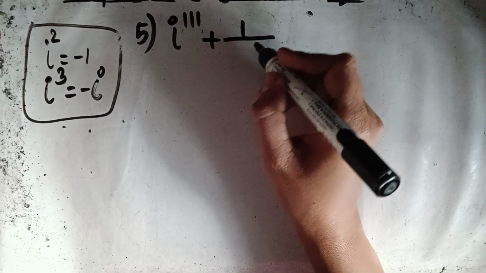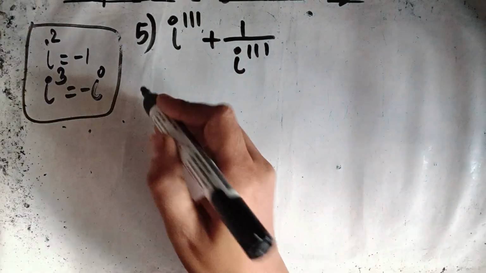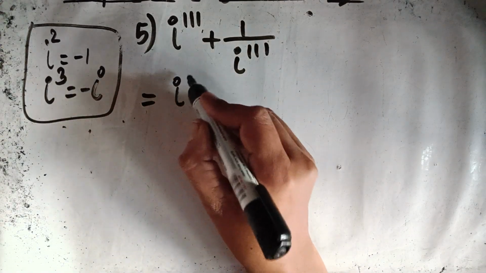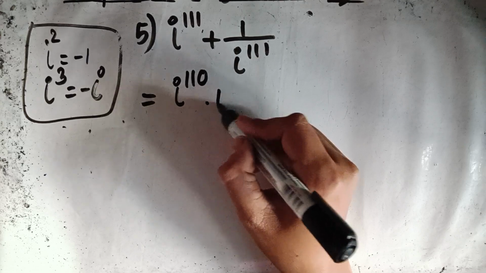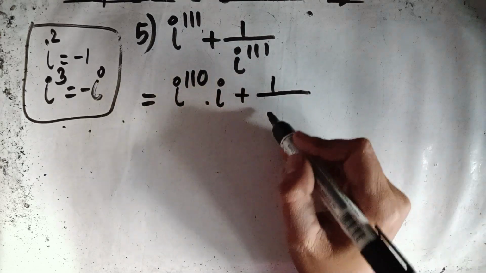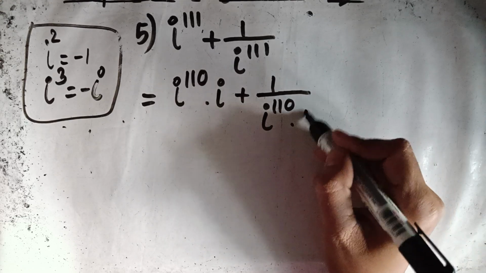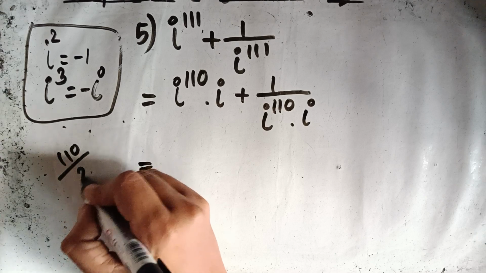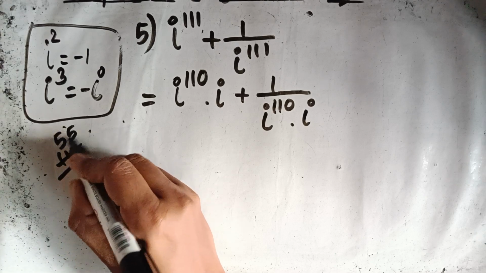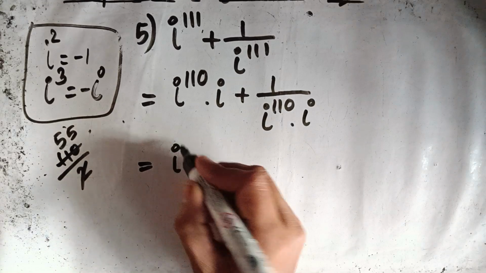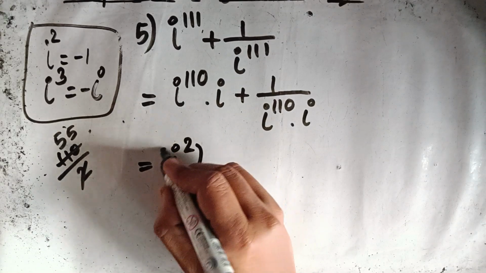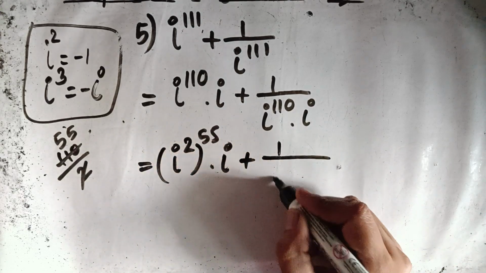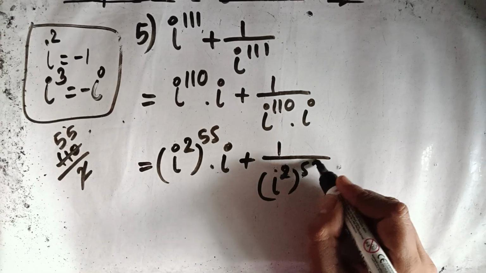Plus 1 upon. Okay. So you have to simplify this. This you can write as i^110 plus 1 upon i^110. So 110 divided by 2 you have to do, 55. So (i square) raised to 55, plus 1 upon (i square) raised to 55.